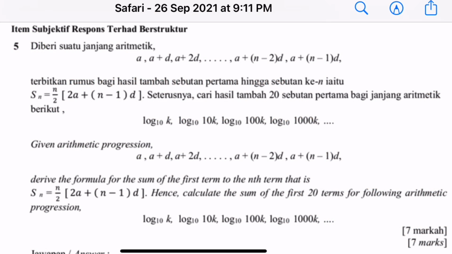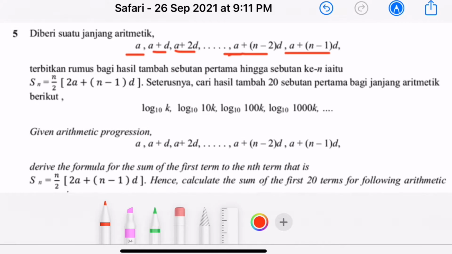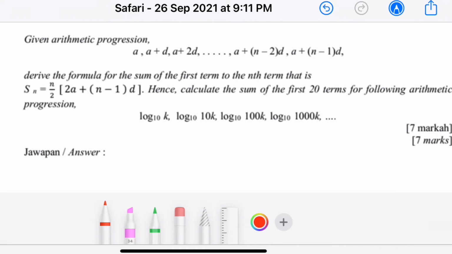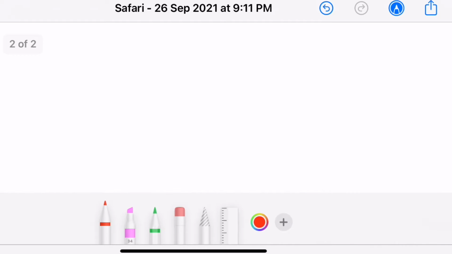Question number 5. I would like to show you how to derive the Sn formula. First of all, we will start with the first three terms: a, a plus d, a plus 2d, and then we should have the last three terms. We want to derive the Sn formula, which is this one. Now let me show you how to derive it.